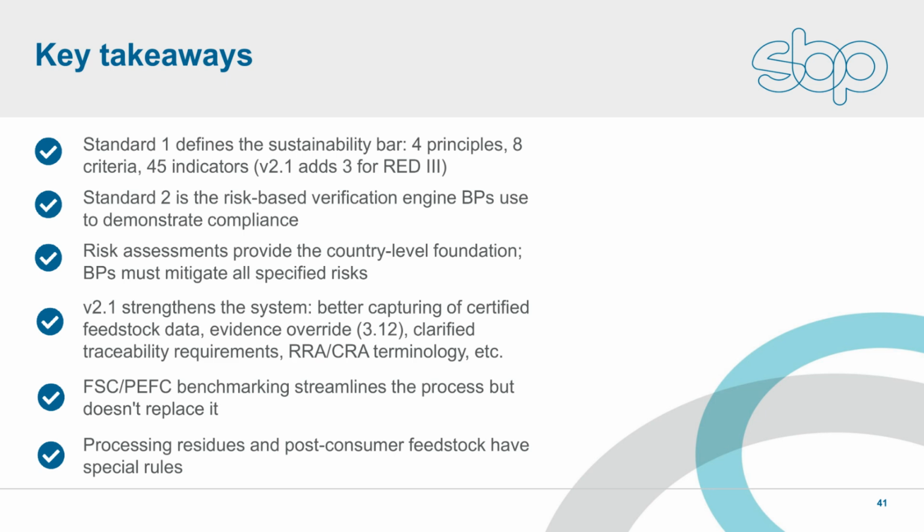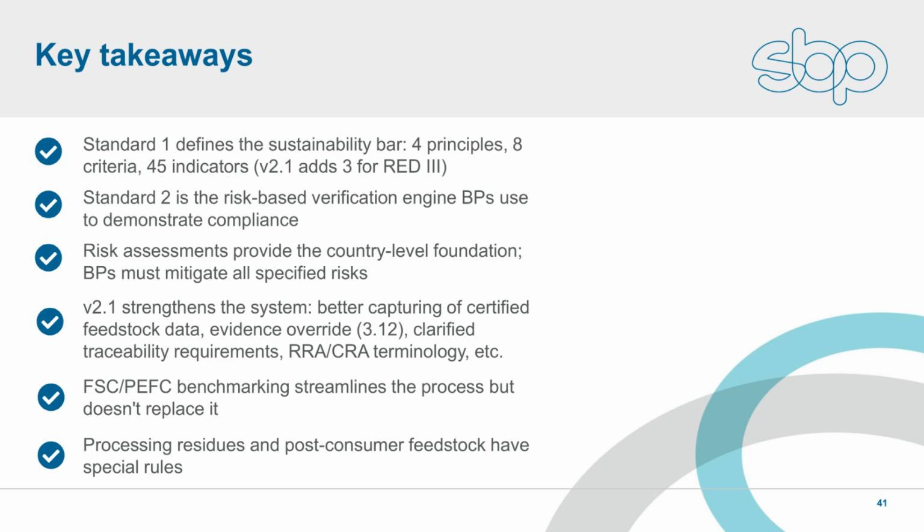Second, Standard 2 is the risk-based verification engine that biomass producers use to demonstrate they've cleared that bar, where Standard 1 tells you what sustainable biomass looks like, Standard 2 tells you how to prove it. The supply-based definition, the risk assessment, the risk management plan, the supply-based report, the stakeholder engagement, they all serve that single purpose.